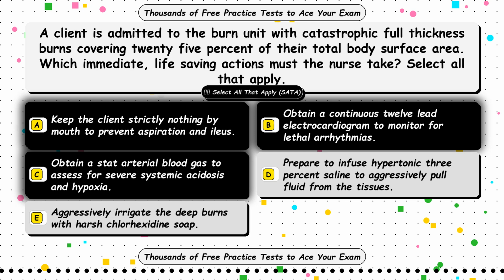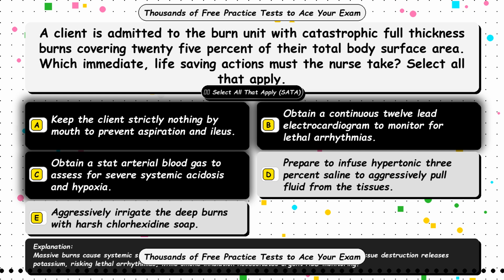The correct answers are options A and B and C. Keep the client strictly nothing by mouth to prevent aspiration and ileus. Obtain a continuous 12-lead electrocardiogram to monitor for lethal arrhythmias. Obtain a stat arterial blood gas to assess for severe systemic acidosis and hypoxia.